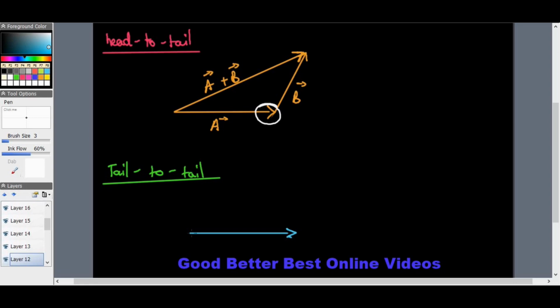Now I need to draw my B from the same position. I can't draw the tail here because then it's head to tail. So I must draw the same direction, but I must draw it here, on this side. B. The tails of the arrows are touching each other. Then the resultant, of course, would be this one. See, the lines match, just drawn differently.